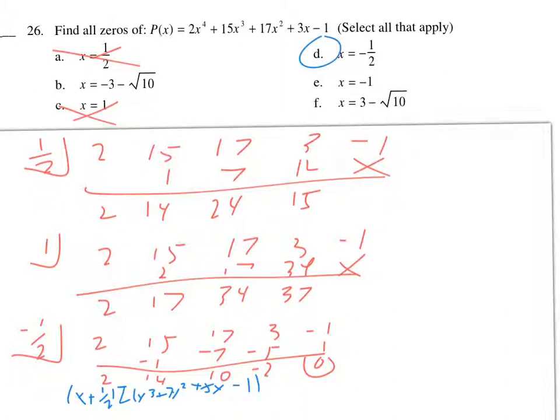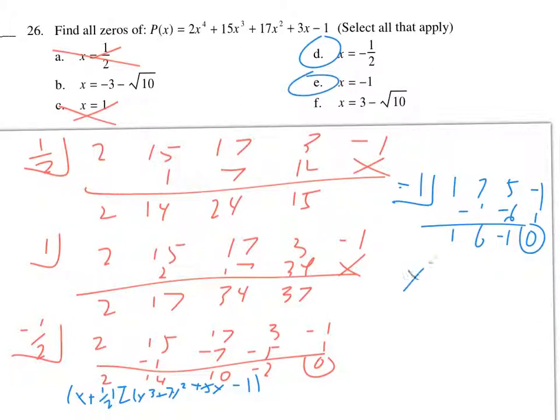I know D is correct, but now I'm going to try -1 on these leftovers. And so that'll be 1, 7, 5, and -1 from my blue down there. So I got 1, -1, 6, -6, -1, +1, and 0. So that one works as well. So now I have left over x squared plus 6x minus 1. And now I'm going to do quadratic formula and see if the answer is either B or F.